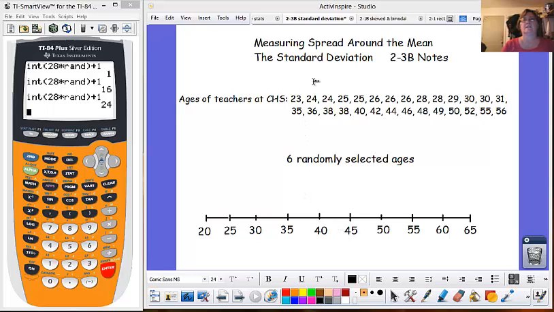Hi, and today we're going to talk about our second lesson in the center and spread section. And today we're going to be introducing that very important concept in statistics, the standard deviation.